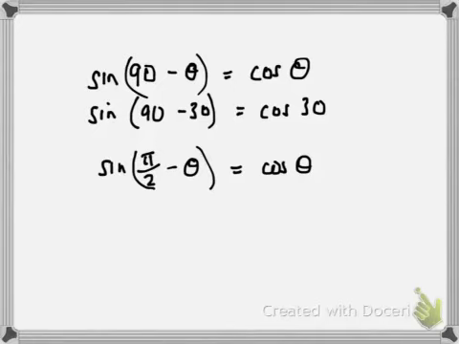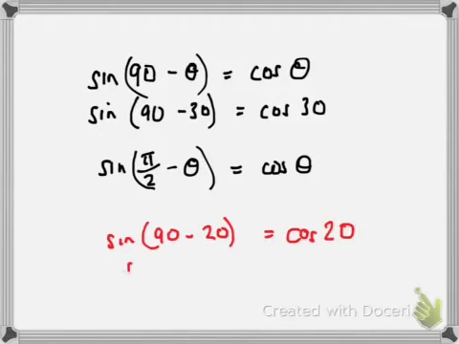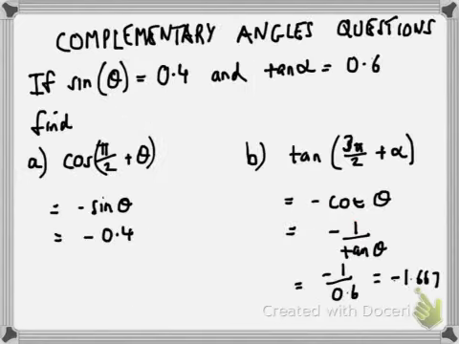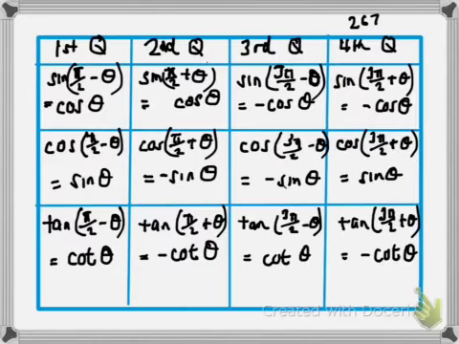So what you're seeing there is that the sine of 90 minus a certain angle equals the cosine of that same angle. So if I go sine 90 minus, pick an angle, say 20, that's the same as cosine of 20. So therefore sine 70 equals cosine 20. So that's how we start to develop these rules here.